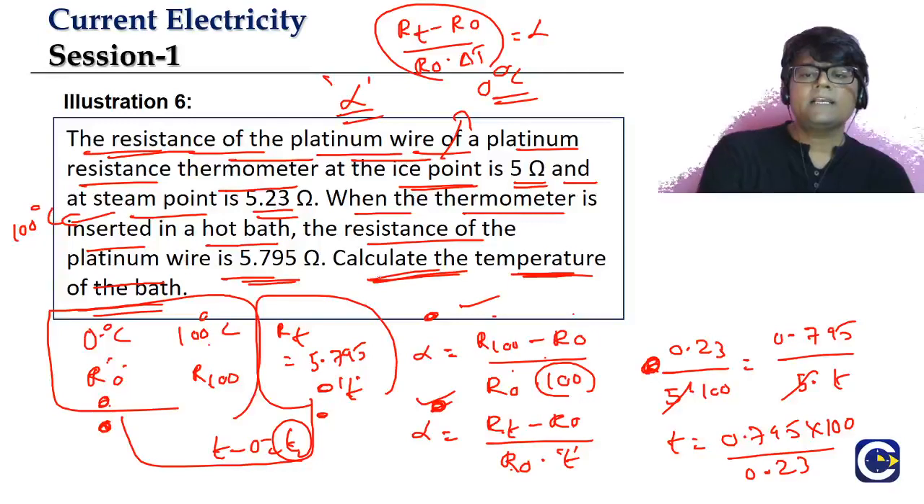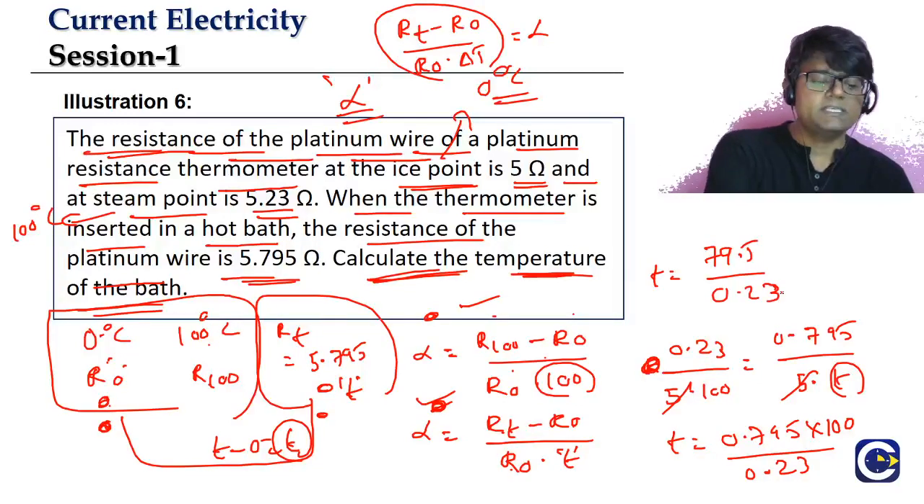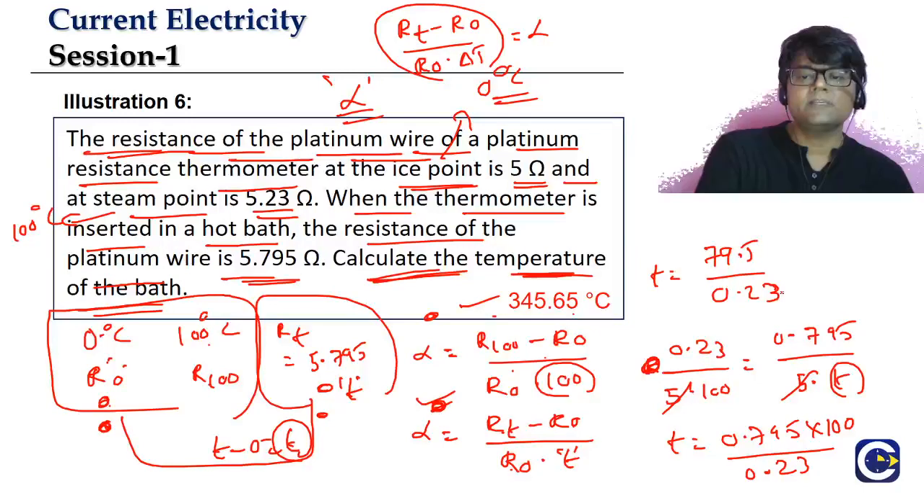So R100 is 5.23 minus 5, 0.23, divided by R0, which is 5, into 100, is equal to 5.795 minus 5, RT minus R0, which is 0.795, divided by R0, which is 5, into the temperature difference T. Cross multiply, and we will get the value of the temperature. Temperature must be coming as 79.5 by 0.23. Approximately how much is the answer, guys? Just check it. It must be coming as what?